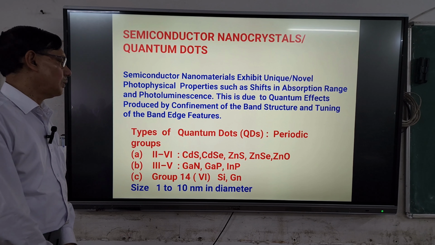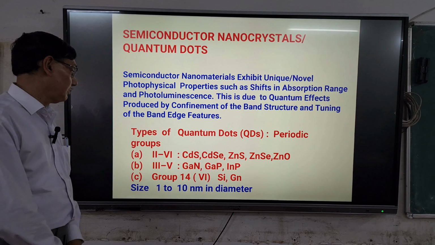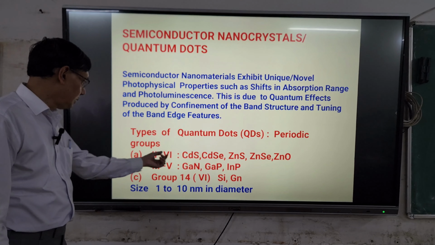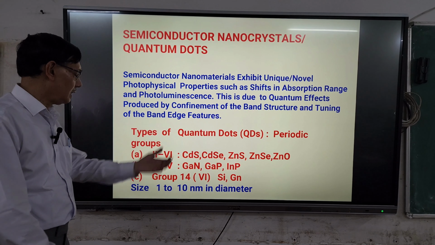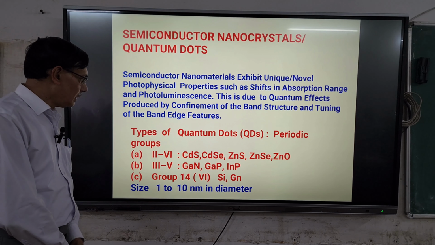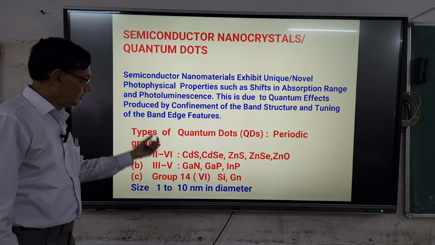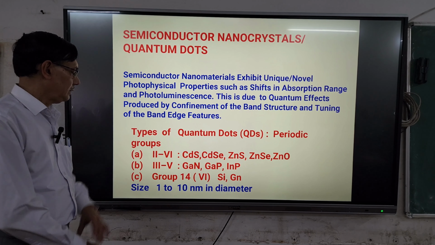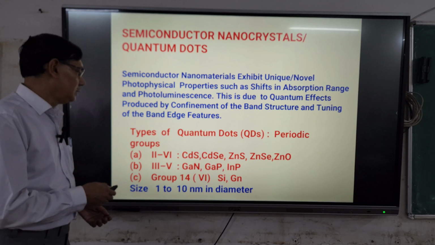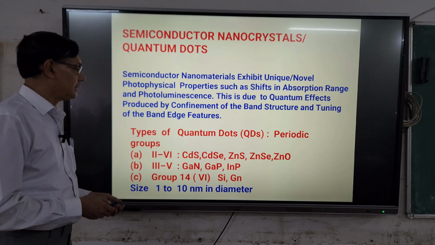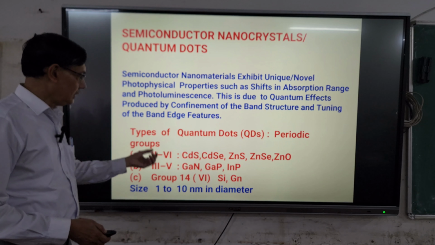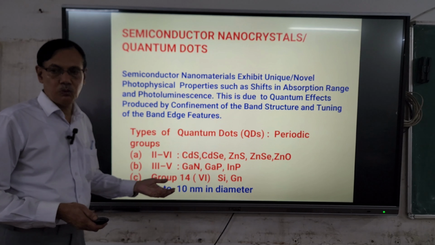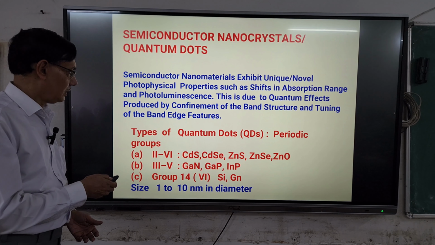Zinc sulfide is very important, zinc oxide is also very important, and among the third to fifth group is gallium nitride, as I told you in my last class also, which is very important nowadays. It is the most important quantum dot nanoparticle, and it is thoroughly used in optoelectronics and lasers, and in 2014 a Nobel Prize was awarded for this type of work. So that is a very important nanoparticle.